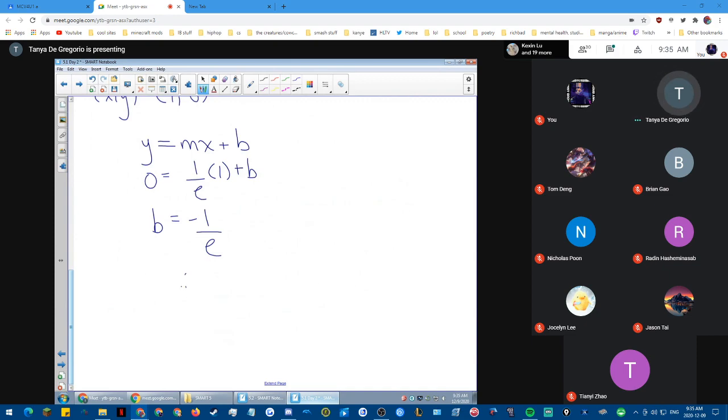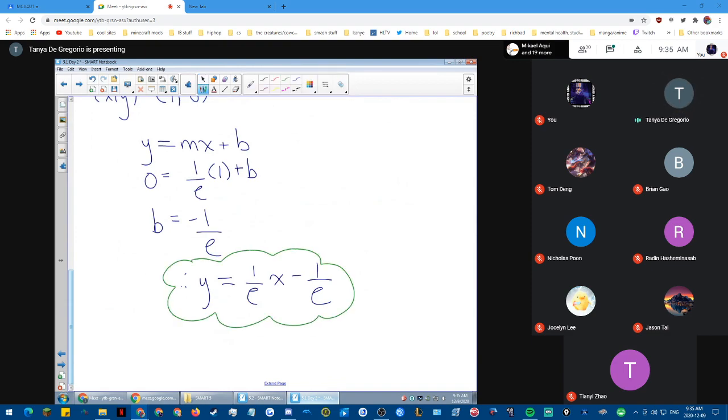Therefore, y equals your slope, which was 1 over e, times x, plus your b, which is negative 1. Are there any questions? So Miss, for standard form, would we multiply each side by e? Yeah, you would. But it's not common to do that. But yes, you would. You would multiply everything by e.